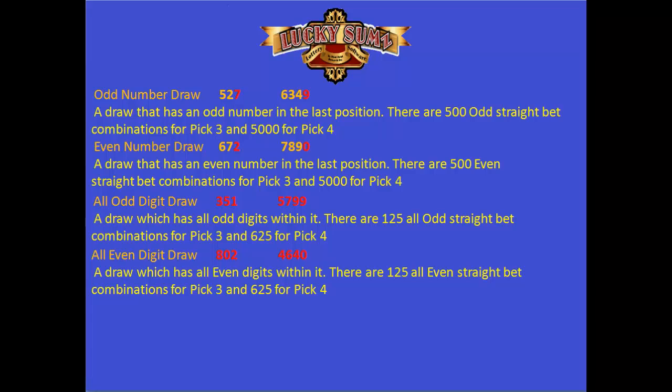All odd digit draw, which is a draw that has all odd digits within it. There are 125 all odd straight bet combinations for the pick 3 and 625 for the pick 4. And all even digit draw combinations, which is a draw that has all even digits within it. There are 125 all even straight bet combinations for the pick 3 and again 625 for the pick 4.